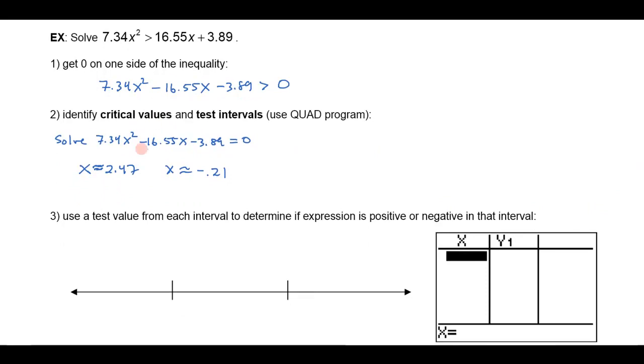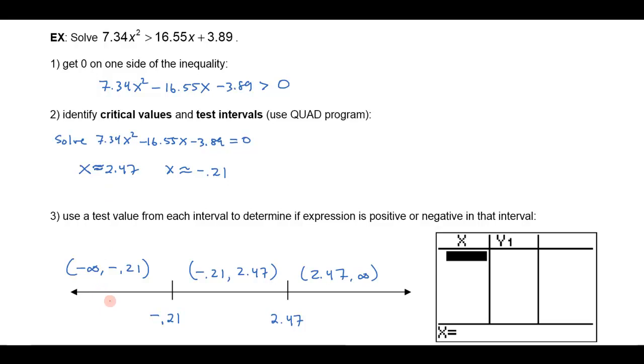All right, so those are the values. If I were to graph this quadratic equation, y equals that, I know there'd be x-intercepts at these points, about negative 0.21 and 2.47. Then what I need to do is determine the intervals that are determined by those critical values. So I have this interval from minus infinity to minus 0.21, another interval from minus 0.21 to 2.47, and then another interval from 2.47 to infinity. And I want to test those intervals.